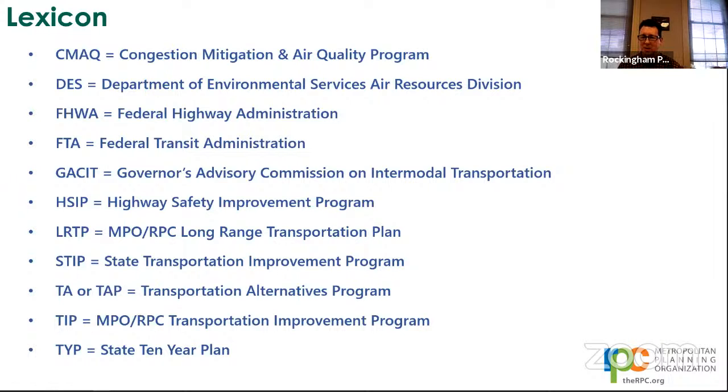LRTP, sometimes also known as the MTP or Metropolitan Transportation Plan, is our long range transportation plan for the region. The STIP is the State Transportation Improvement Program, which we'll spend some time talking about as well. TA or TAP is the Transportation Alternatives Program, which used to be known as the Transportation Enhancements Program. The TIP is the Transportation Improvement Program, our short range list of projects. And the TYP is the State 10-Year Plan, one of our guiding documents here.